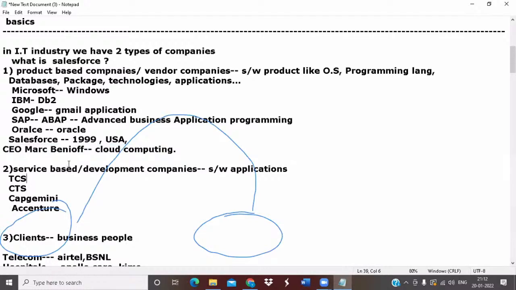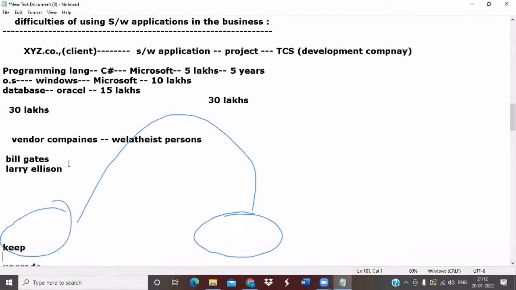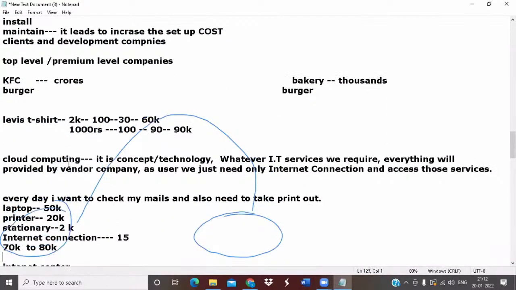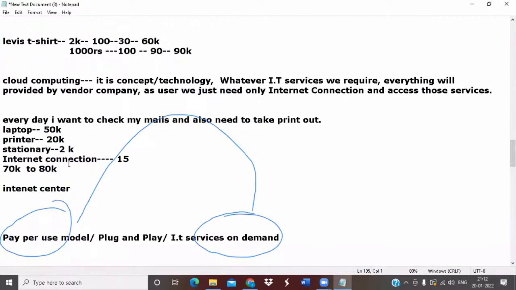What is cloud computing? Cloud computing is a concept or a technology. Here, whatever IT services we require, everything is provided by a vendor company. As a user, we just need an internet connection to access those services. And for whatever services we are using, for that service only we need to pay the vendor company. That is why this can be called a pay-per-use model, plug-and-play model, or IT services on demand model. I hope you understand all these points clearly. Yes or no? Yes, sir.